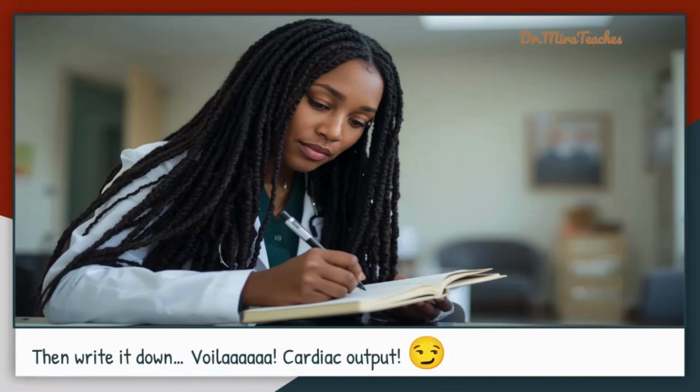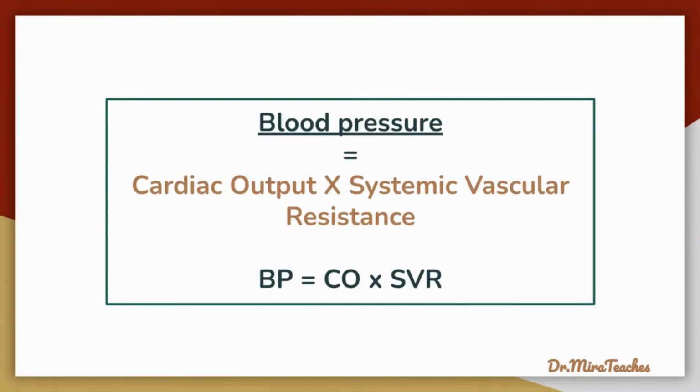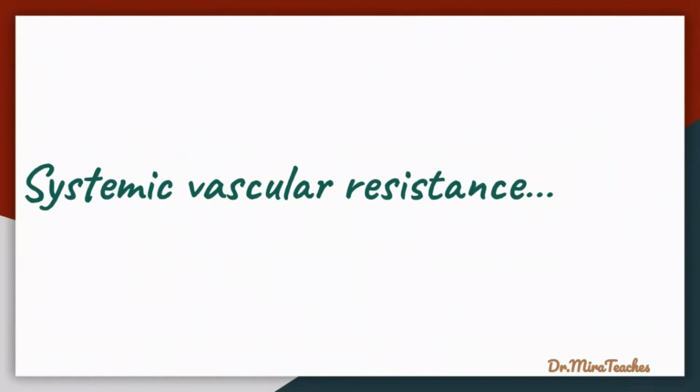Do you get it? So it is the volume of blood the heart will put out in a minute. All right, so that's cardiac output. I hope it's clear. All right. So we've seen the blood pressure equation. BP is equal to cardiac output times systemic vascular resistance. And we've defined cardiac output. Let's define systemic vascular resistance as well.